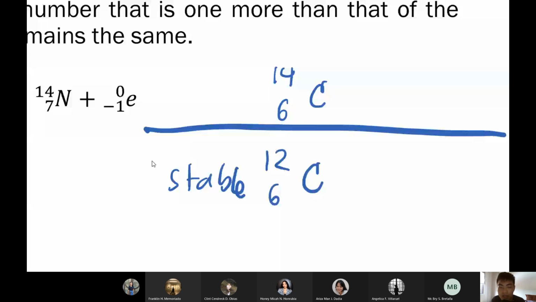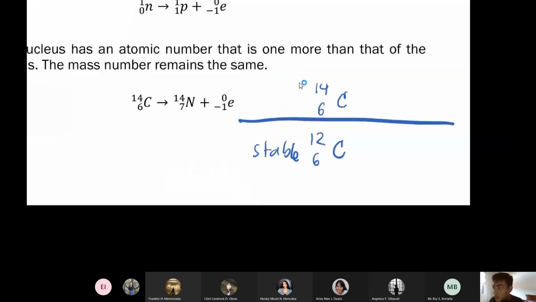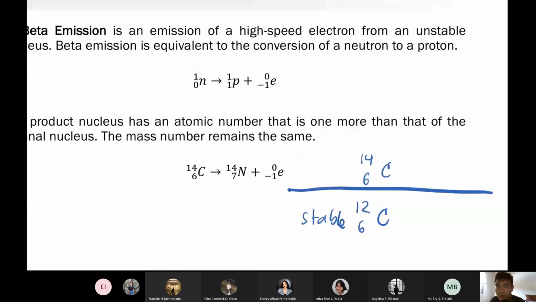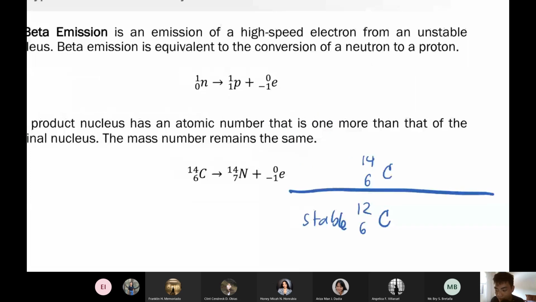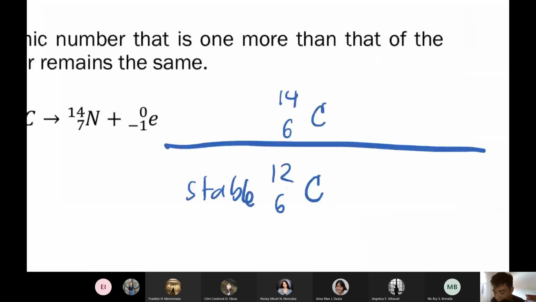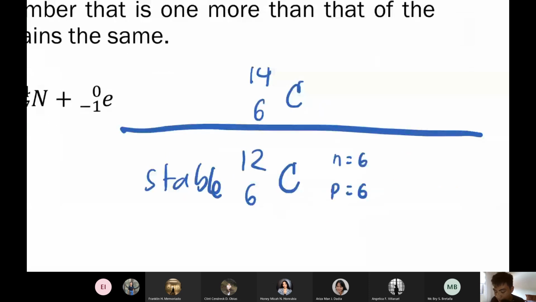Pero we have carbon 14 here. Okay. So, malalaman mo that this carbon 14 will undergo beta emission if you want your neutron to proton ratio ay bumaba. Okay. So, tignan natin yung neutron to proton ratio na ito. So, this is 6. This is also 6. So, neutron over proton is equal to 1.